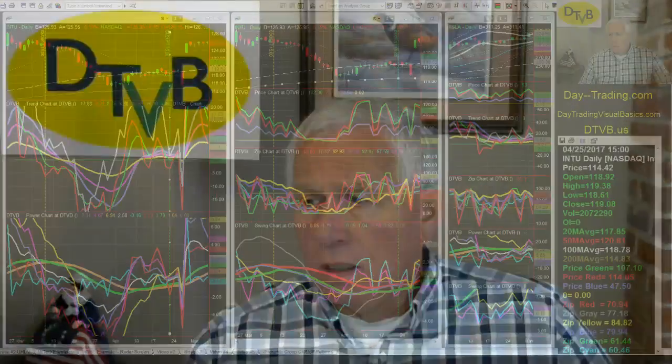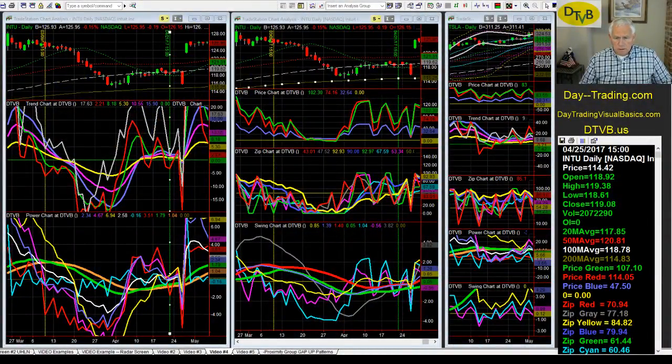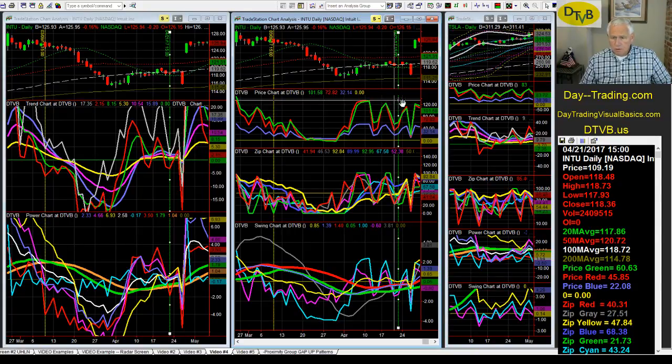I will show you a couple of poor examples of red-green twin spikes. I do videos like this so that you can see the difference between good ones and bad ones. I'm in INTU, and this green vertical line is in April, April 21st, 2017. If you look to the right, you can see the data window, and that'll give you a lot of information as I talk.